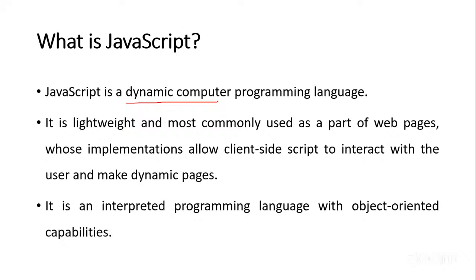Based on the input, the content may change. Suppose you enter another hall ticket number, you will get the result of that particular hall ticket number. So this is called dynamic nature. Time to time, the content will change based on your input. So if you want to give this type of dynamic nature to your web page, you must use JavaScript. That is the meaning of a dynamic computer programming language. It is lightweight and a most commonly used part of web pages. As I said, this is generally used to work with web applications.